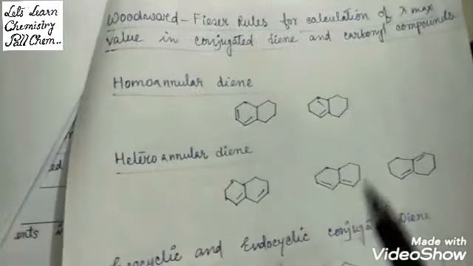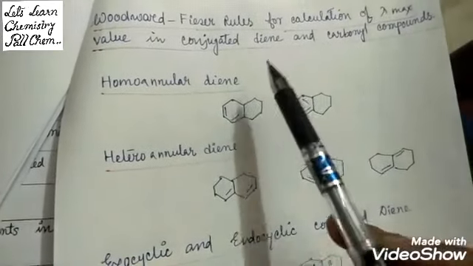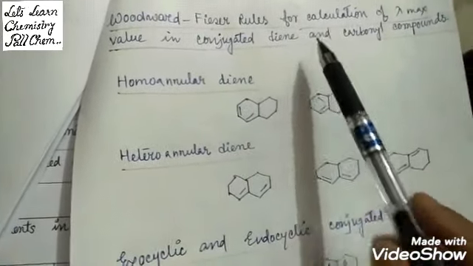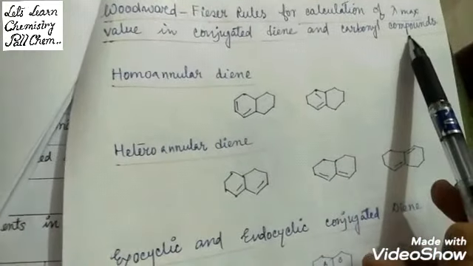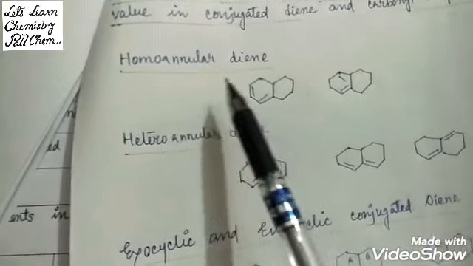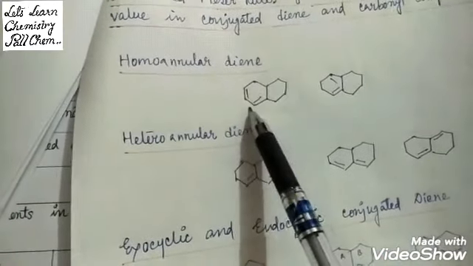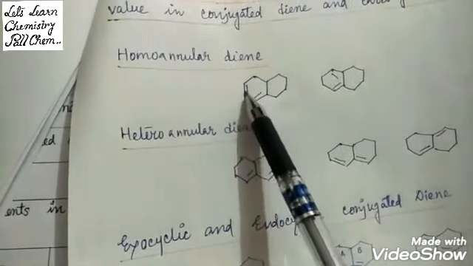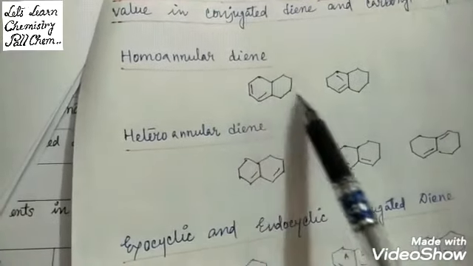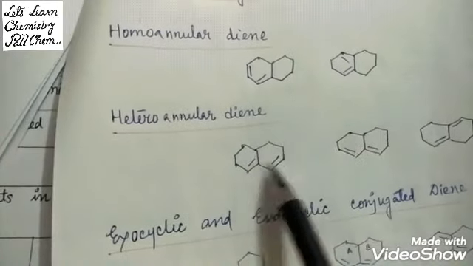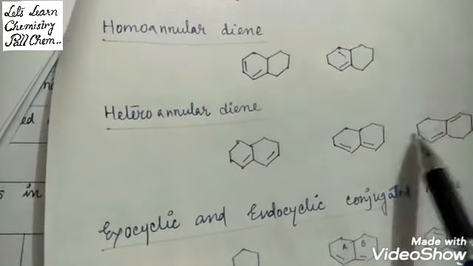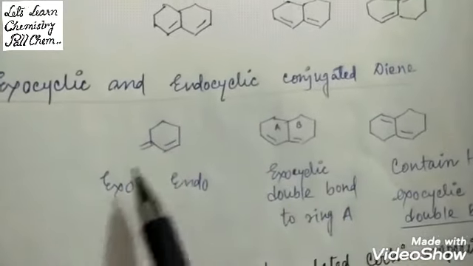Now there are some Woodward-Fisher rules, which were postulated by Woodward and Fisher for calculation of lambda max in conjugated diene and carbonyl compounds. For that we have to learn something: what is a homoannular diene. Homoannular means the conjugated double bonds are in the same ring. Heteroannular diene means the conjugated double bonds are in different rings. And exocyclic and endocyclic conjugated dienes.